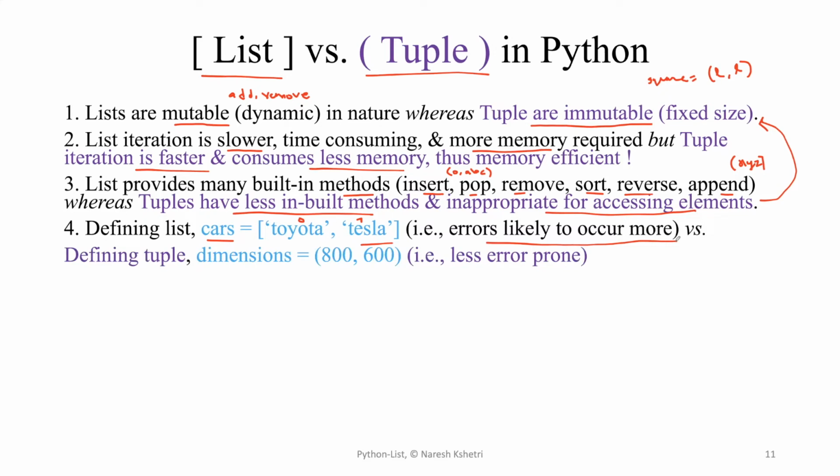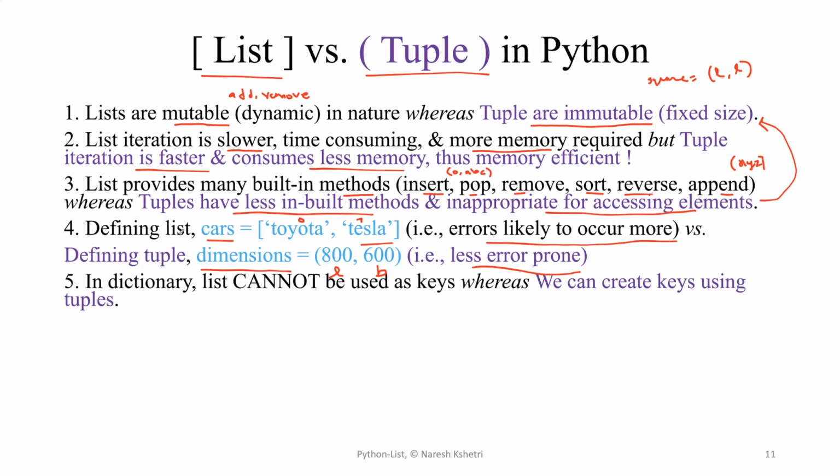But in the case of a tuple, we define something fixed, like the length or breadth of a square. That is fixed for one quantity, so it is less error prone compared to the list.